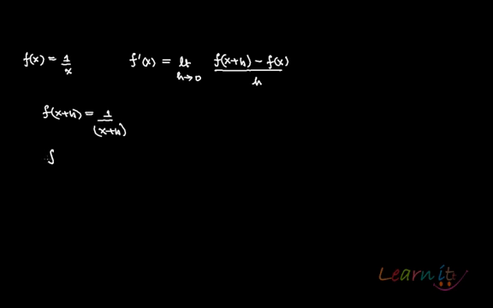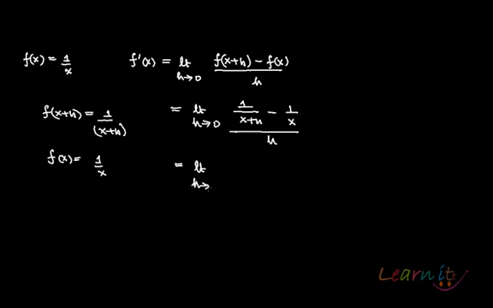What is the value for f(x)? This is the same, which is 1/x. Just substitute it here. So what you will have is the limit of h tends to 0. In place of f(x + h), you will write 1/(x + h). In place of f(x), you will write 1/x, divided by h.